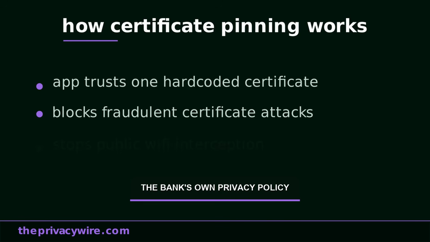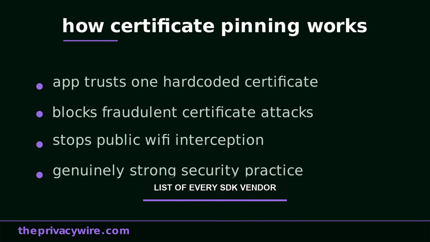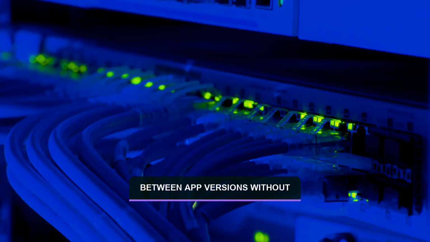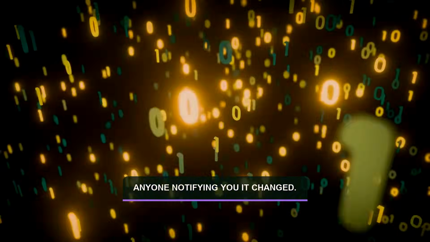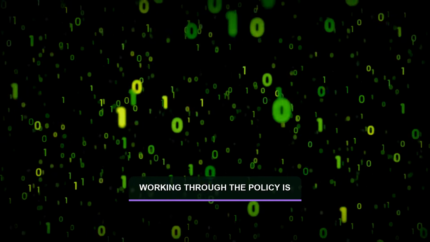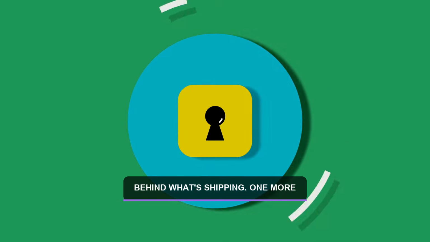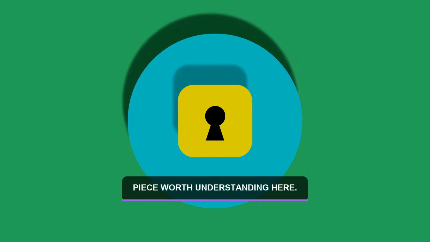The bank's own privacy policy covers what the bank does with your data, in broad legal language. It rarely gives you a clear, itemized list of every SDK vendor bundled into the specific build of the app installed on your phone right now. And that vendor list changes between app versions without anyone notifying you it changed. So even a careful reader working through the policy is reading a document already somewhat behind what's shipping. One more piece worth understanding here.